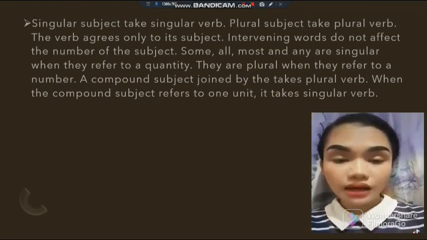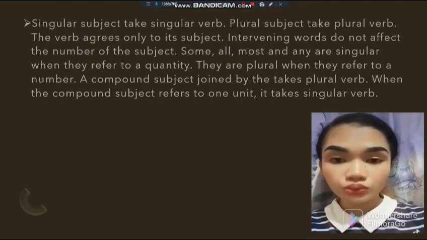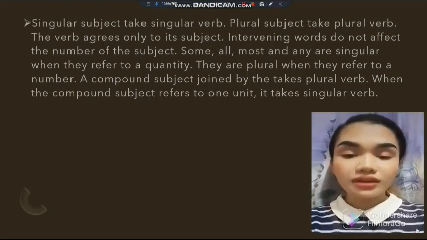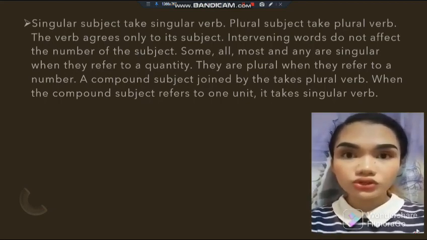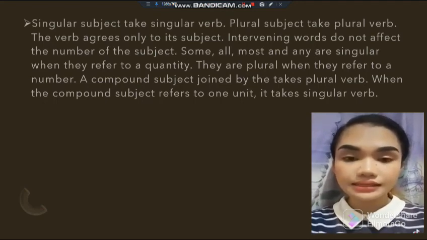A compound subject joined by and takes a plural verb. When the compound subject refers to one unit, it takes a singular verb.